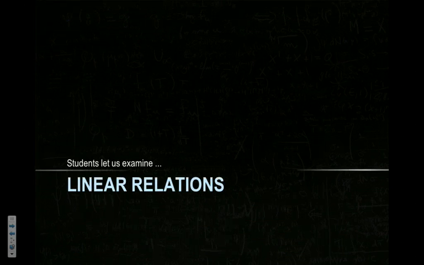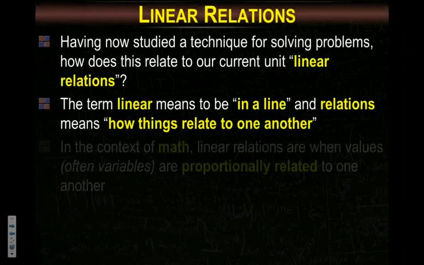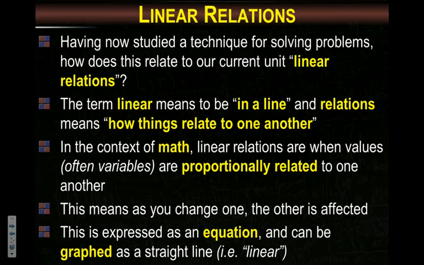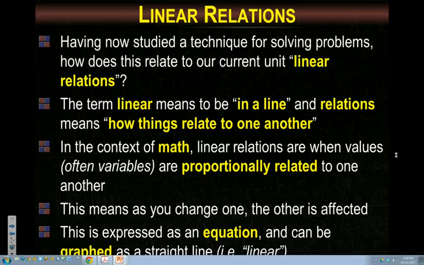All right, let's pull it into this unit now. So now, with math defined, let's talk about what linear relations means, because it's going to come back to algebra a little bit now. The word linear means in a line, right? And relations means how 2 things relate to one another, right? Your relations are your relatives, right? In the context of this math course, what we're talking about are variables that are proportional to one another. In other words, when you change one variable, it will most likely change another.